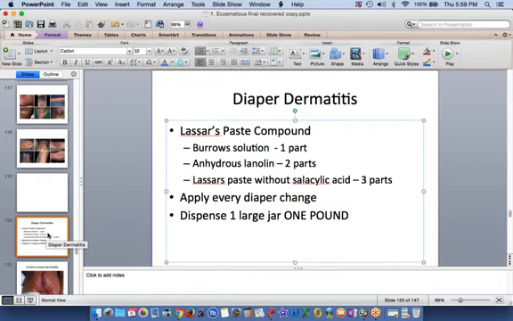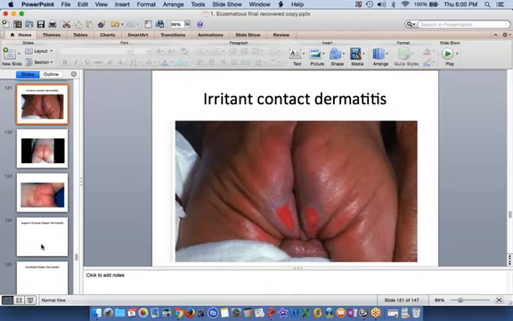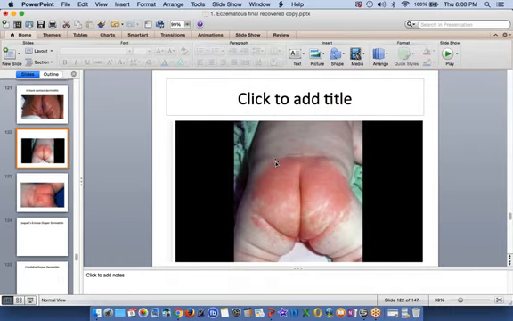So diaper dermatitis, you need to continuously change diapers every time there's wetness from the ammonia and the irritation of the urine. That needs to be changed. And then every time there's a change, the Lassar's paste needs to be applied. This is to a point where there's superficial erosions. That's how bad it is. Now, this diaper dermatitis occurs in nursing home patients as well as young people. This is extreme.